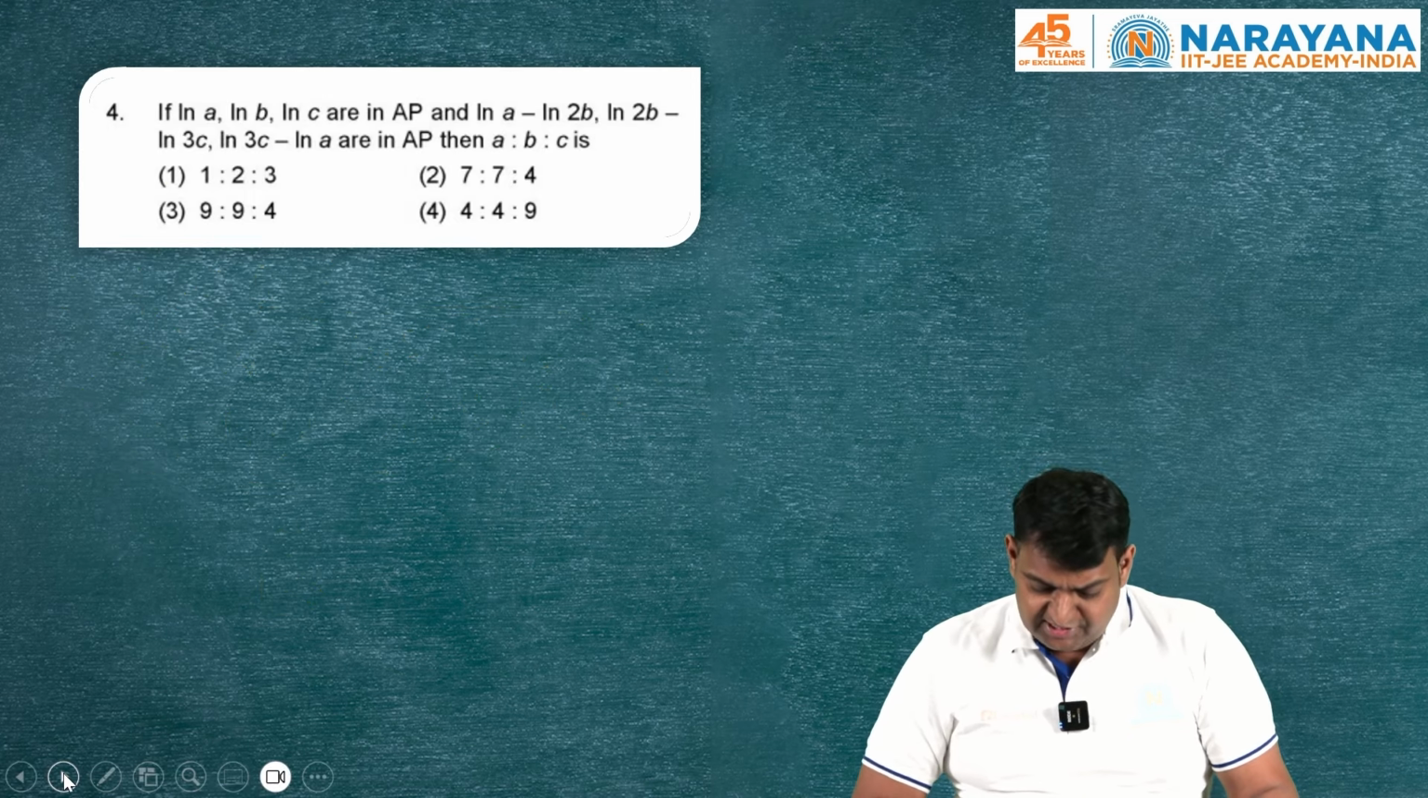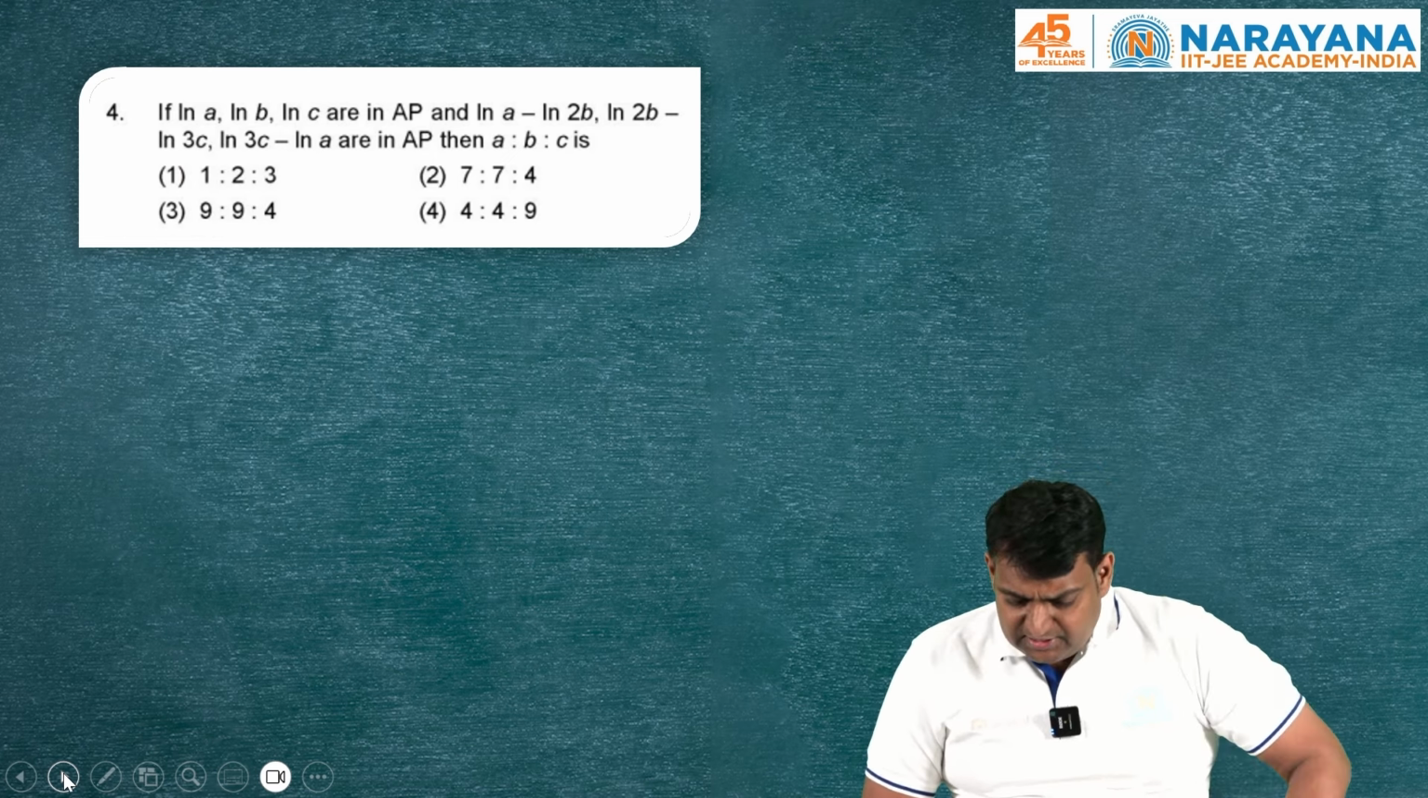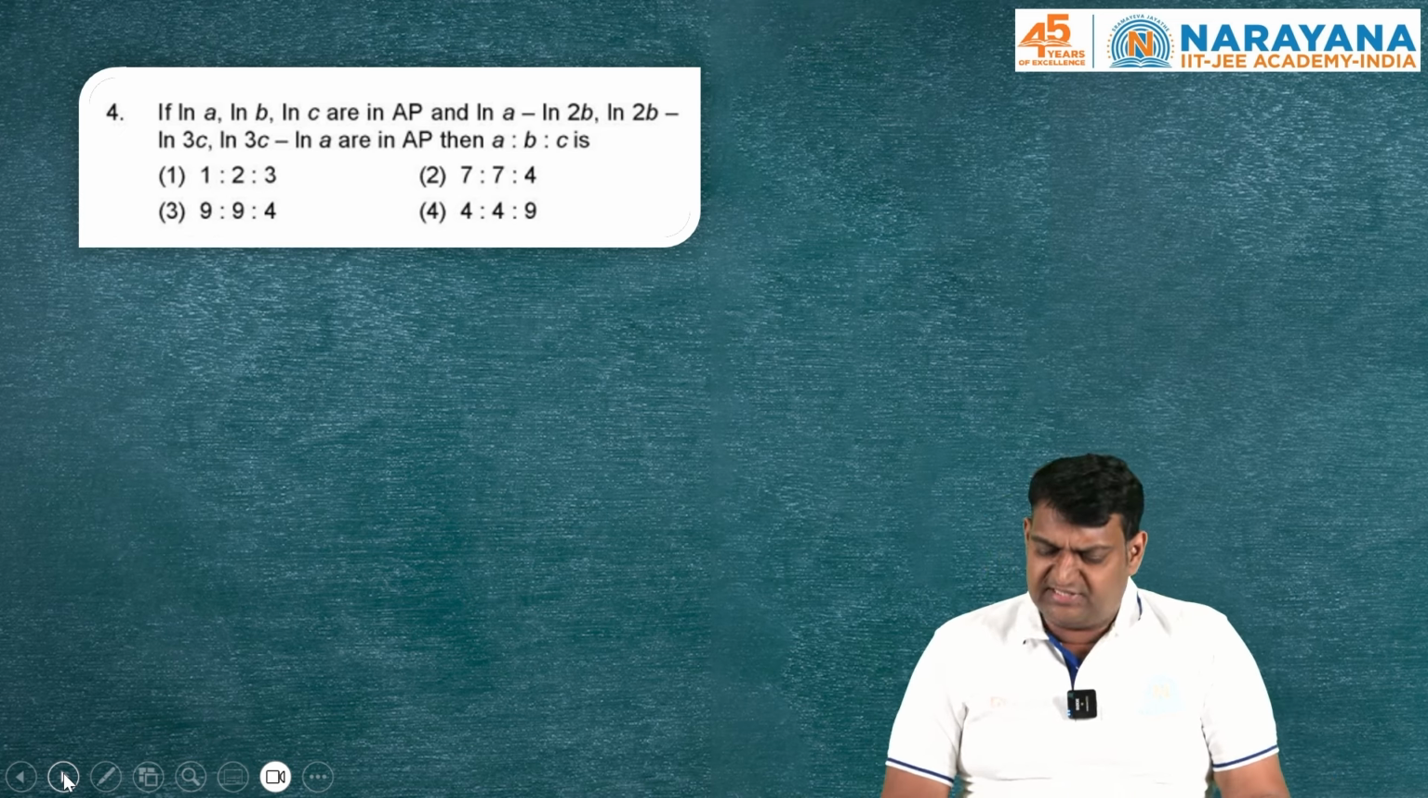So again, the first 3 problems are very straightforward, very simple problems. Every student should get these 3 problems. Now the 4th problem, although it's an easy problem, a little bit of calculation is required. It's a combination of logarithm and sequence and series.